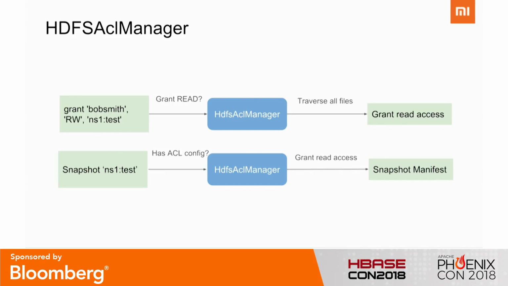Thus, we implemented an HBase ACL manager that can help grant read access to users. When we grant a permission of a namespace or table to a user, the HBase ACL manager will check if the permission contains read access. If so, it will traverse all files and directories under the table or namespace and grant ACL to the user. Then, when the user creates a snapshot of this table, the HBase ACL manager will help grant access to the snapshot manifest. This way, users can scan the table snapshot directly.